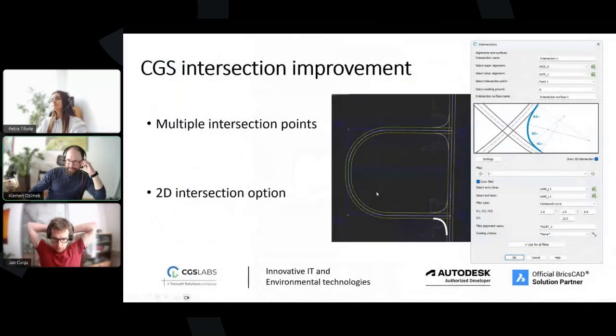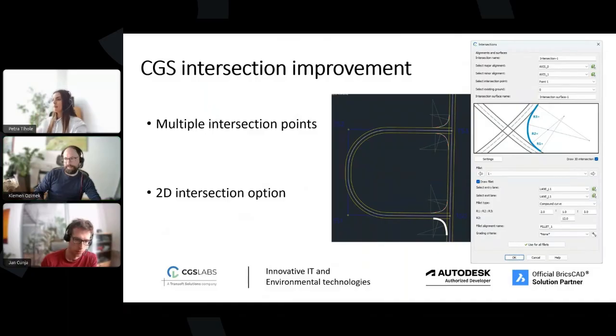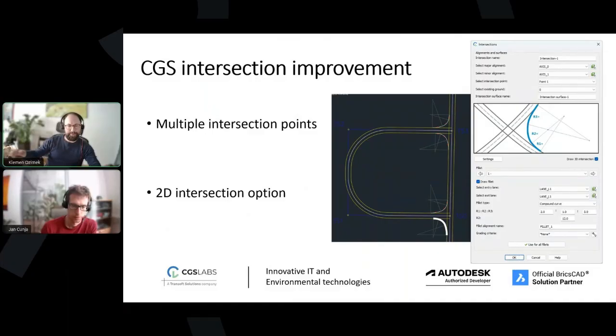What we did in Plateia is also improve the intersection command a little bit. Within Plateia, you can create an intersection between two alignments, and it will automatically draw all the fillets and maybe also give you the profile lines, the profile views for those fillets.